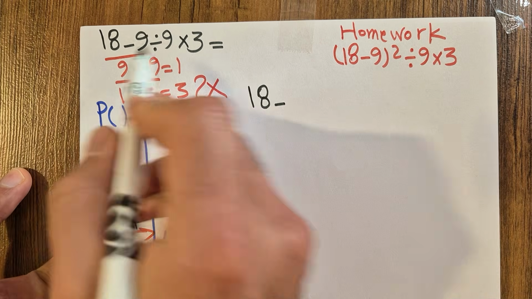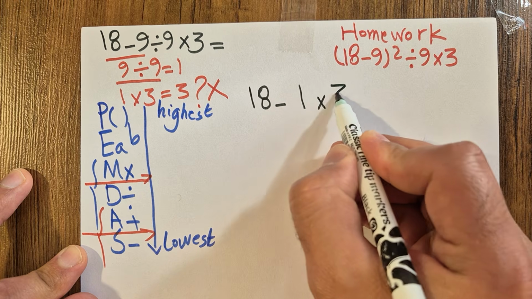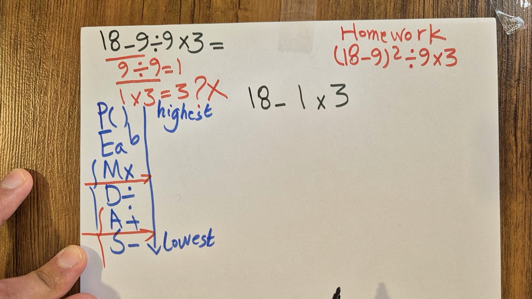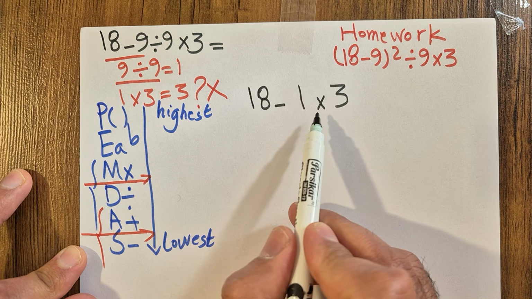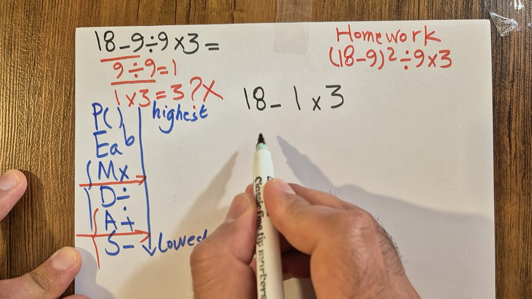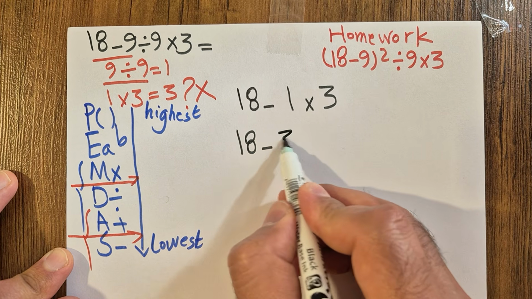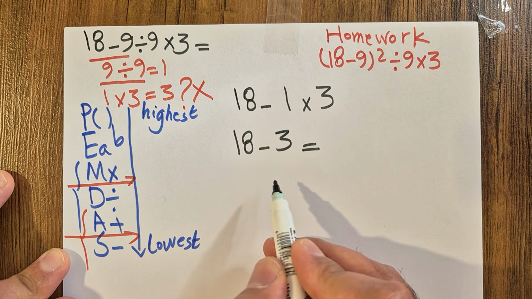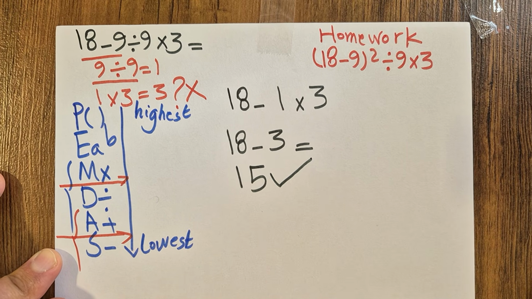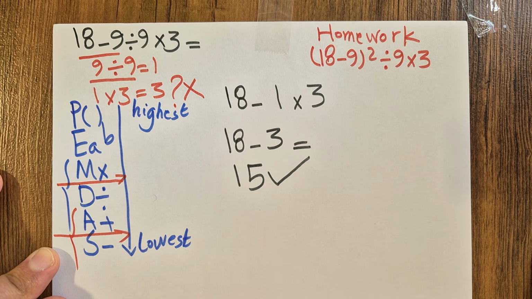18 minus 9 divided by 9 gives us 1, and then times 3. We still have one more multiplication to do, before the subtraction. So 18 minus 1 times 3 gives us 3. And just one subtraction, 18 minus 3 gives us 15. And that's the final answer because we followed the correct order of operations.